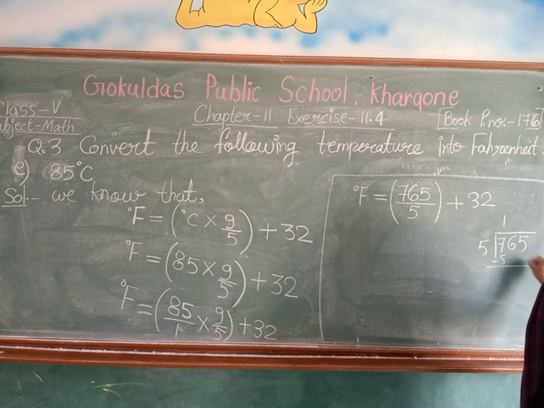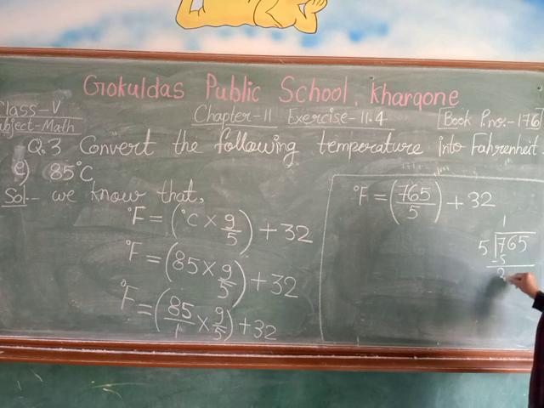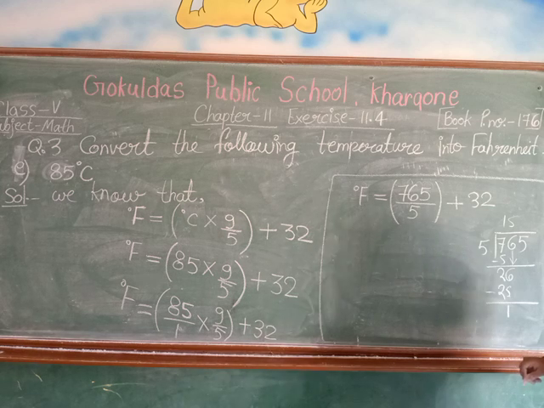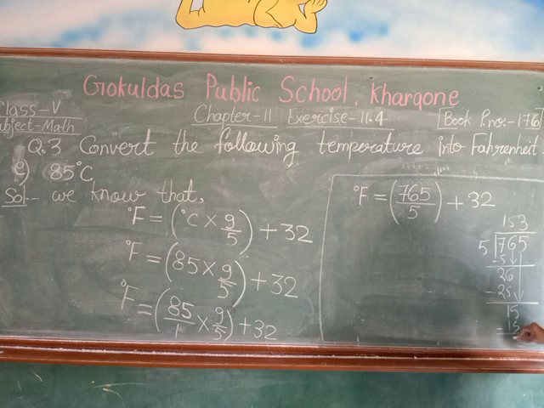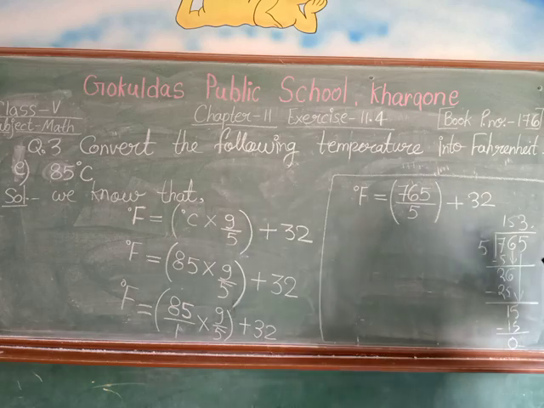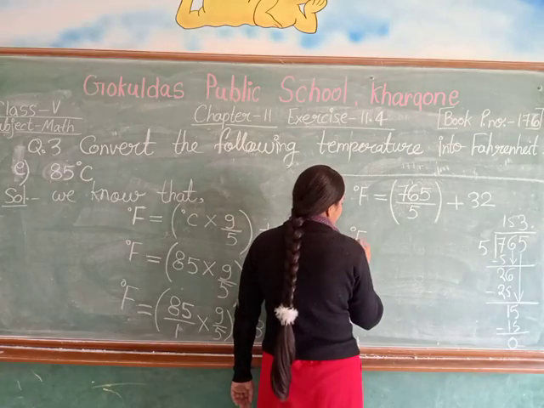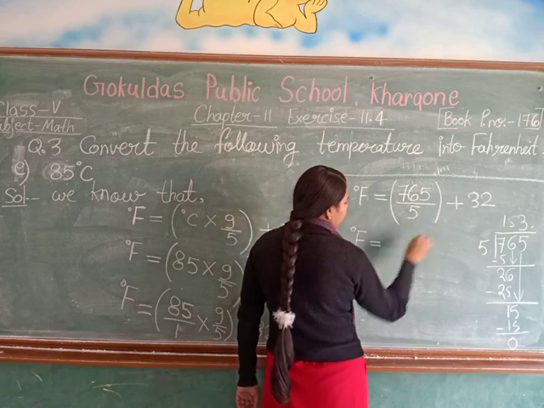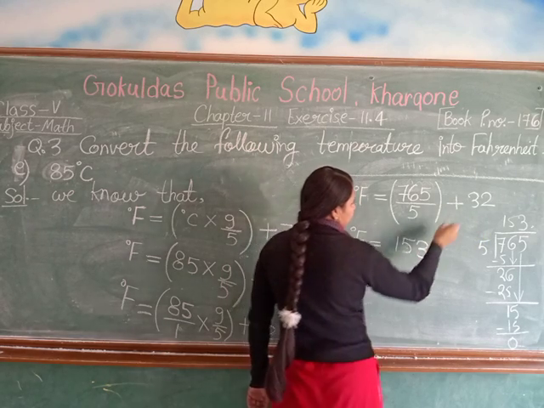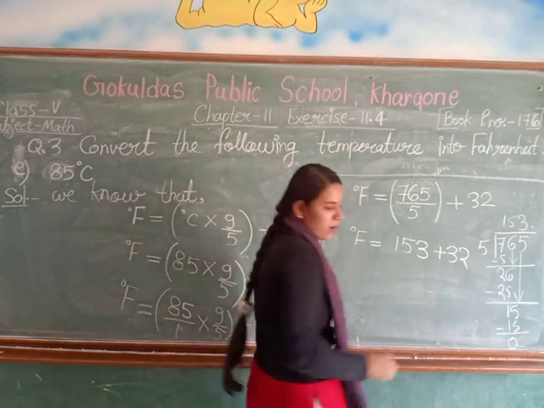5 ones are 5, 7 minus 5 is 2. Now 2 is not divisible by 5, so I will bring down 6 here. 5 5s are 25, 26 minus 25 is 1. 1 is not divisible by 5, so I will bring down 5 here. Now 5 3s are 15, 15 minus 15, 0 is left. What is the quotient? Quotient is 153. So degree F is equal to 153 plus 32. Now I am erasing this rough work.